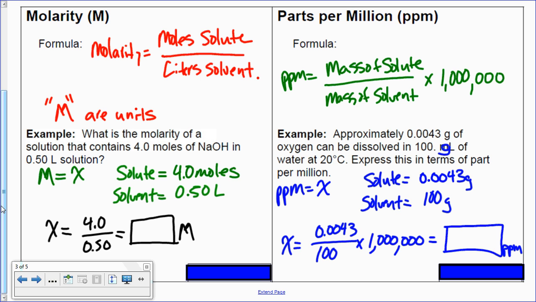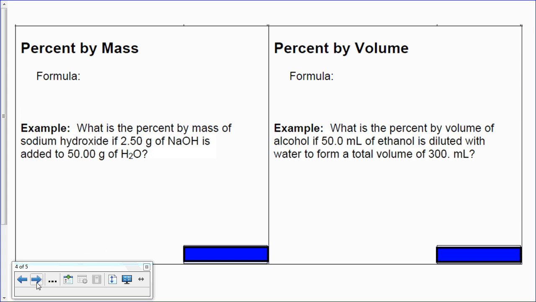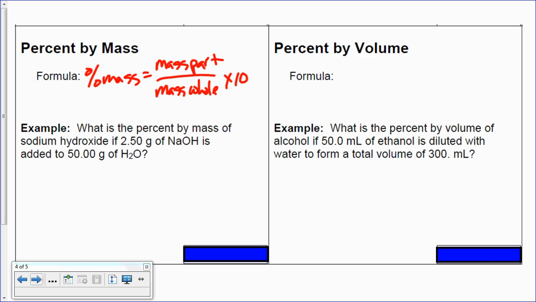Now, the last two calculations for concentration follow suit. Percent by mass. We've done this a few times. Percent composition. It's the same thing. Percent by mass equals the mass of the part over the mass of the whole times 100, because we got to get to percent. Units are percent.